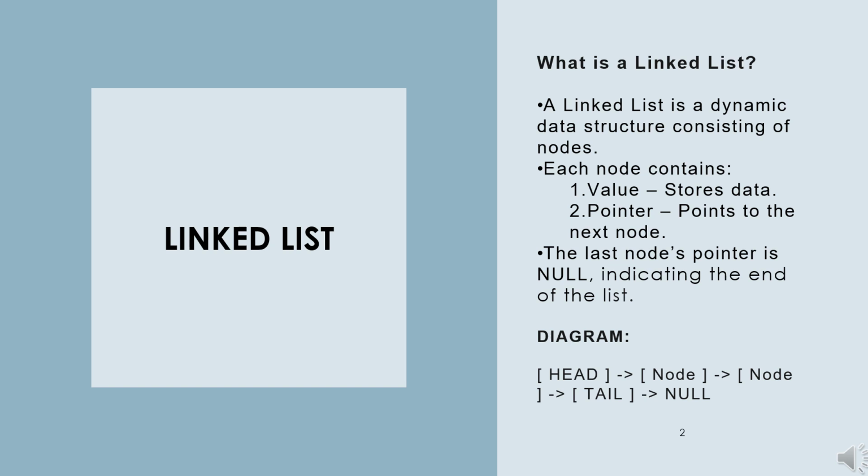What is a linked list actually? A linked list is a linear data structure, right? Consisting of nodes, and each node has a value and a pointer. The value is the part of the node that stores the data, and the pointer points to the next node. The last node's pointer is null, indicating the end of the list.